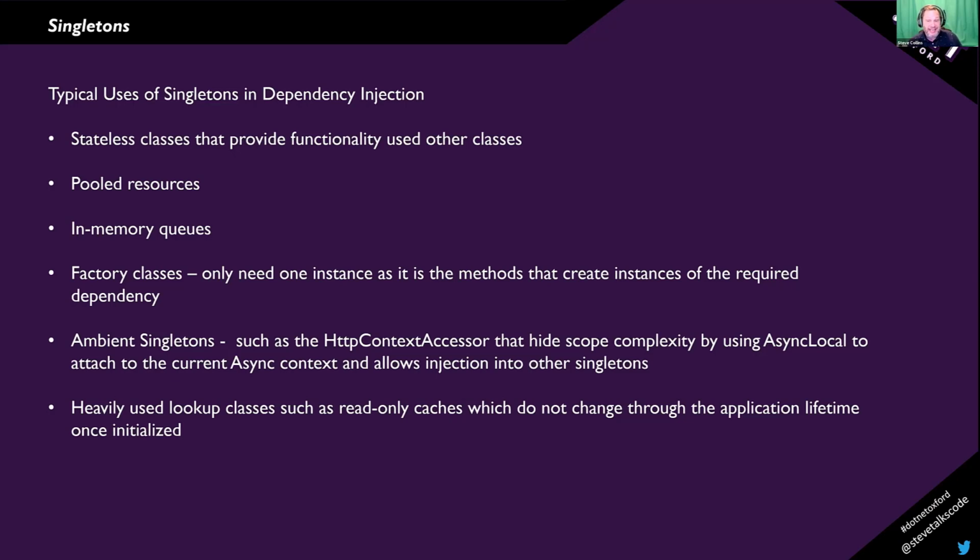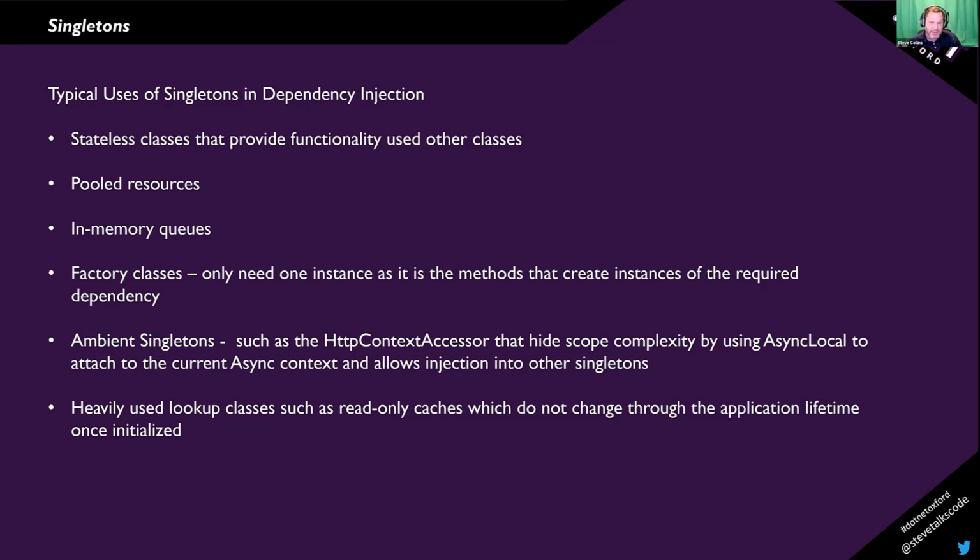You may have come across the ambient singleton, and what that does is hide the complexity of accessing shorter-lived objects from things like a singleton. The example that most people may be familiar with is the HTTP context accessor, where in ASP.NET Core, your HTTP context is scoped because it's related to a request response pipeline, but you want to get to it from a singleton, and you can't put it in the constructor because it's a captured dependency. So this bridges the gap that allows you to get hold of that context via some trickery using the async local storage. Bit of nasty code underneath, but it does the trick.